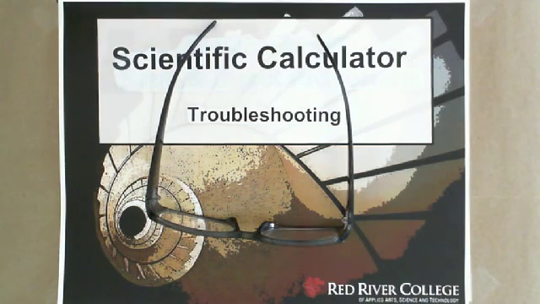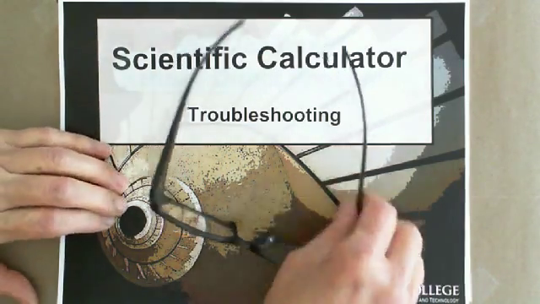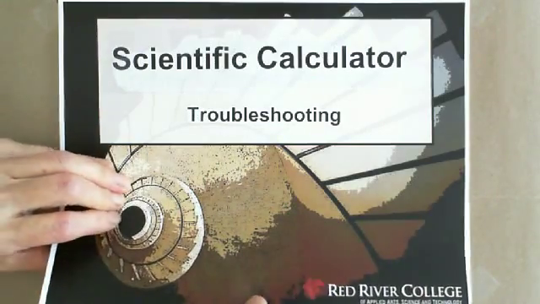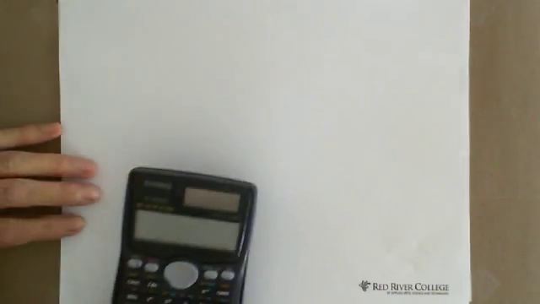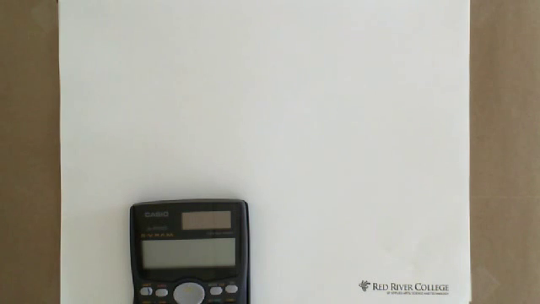Troubleshooting. When you perform scientific calculations, sometimes you have a problem. It shows you a syntax error, or sometimes you get a number that is not what you predicted. So let's show you some examples.